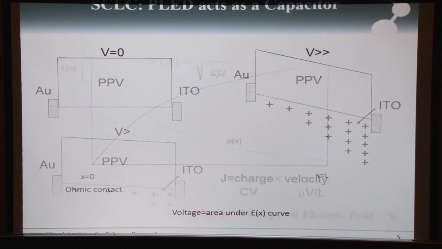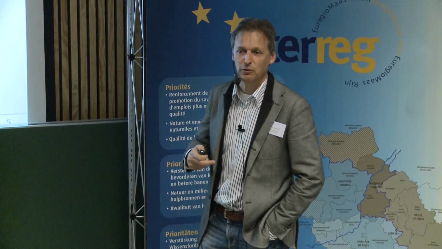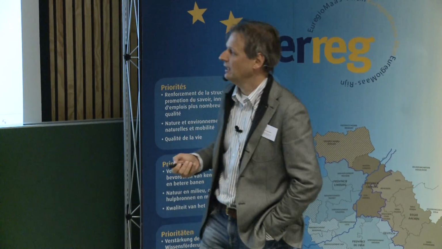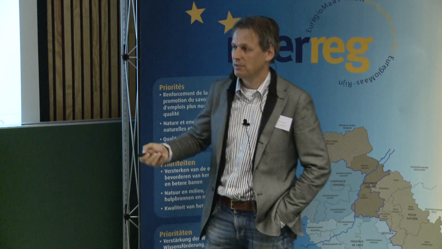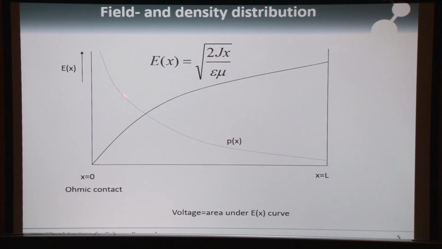If you look a little bit more in the calculation of this equation, you can also, for example, calculate how the electric field in such a diode looks like. And then what you see is that at the contact where you start injecting, in this case the holes, the electric field is very small, close to 0. But then it goes up as a square root of the distance. And for the carrier density, it's the other way around. It's very high at the contact, and then goes down with 1 over the square root of the distance. So in such a hole-only diode, you have a carrier density that goes like this, and an electric field that goes like this.